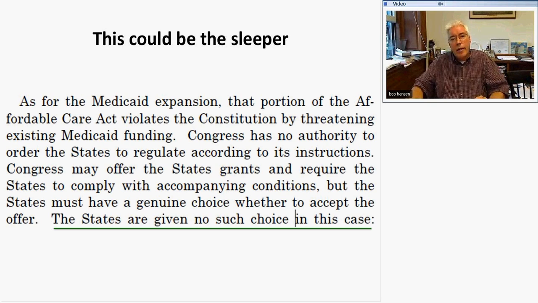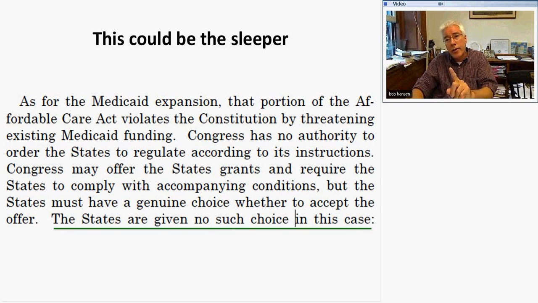The Supreme Court struck that part down because they said the states are given no real choice in whether to accept that or not. The problem was that the federal government said, if you don't accept this expansion of Medicaid, all the money that we're giving you already for the Medicaid program, we're going to take away. That borders on, or actually is, against the Supreme Court. This is a real interesting aspect of the decision. The mandate was upheld, the Medicaid expansion was struck down.